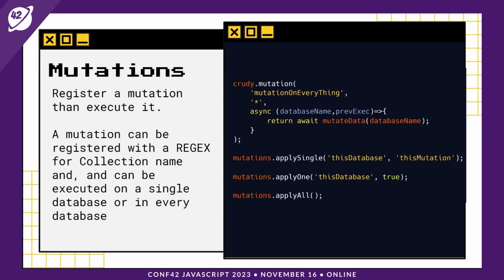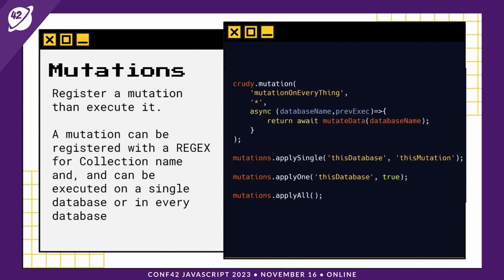Like the validation, also here you can use a database name and a collection name, or a regex for the database name and the collection name, and mutate the data. Then you can apply a mutation. A mutation, once defined, will be executed only once, and you can execute the mutation with apply single. So you specify a certain database and a certain mutation, and only that database is mutated.